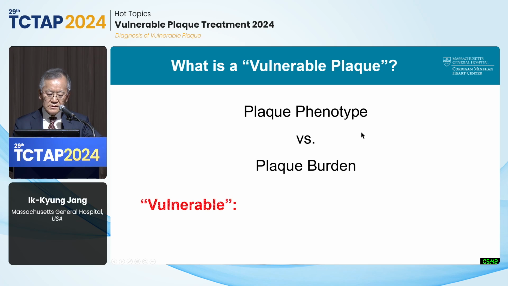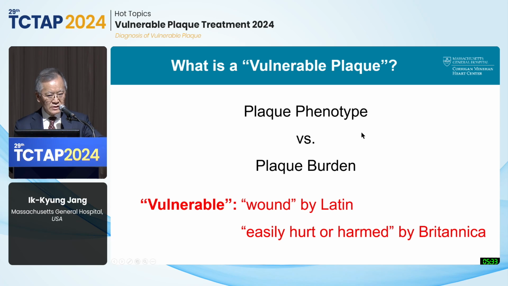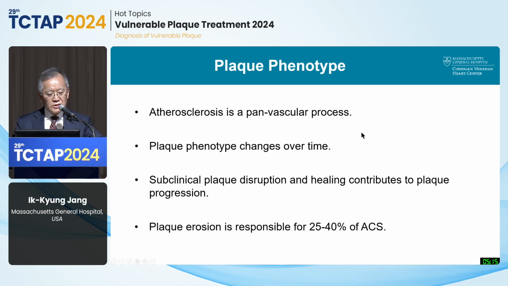So I went back and looked at different sources to find out the definition of vulnerable. Vulnerable comes from the Latin word for wound, and in Britannica, it is easily hurt or harmed, leading to irreversible damage, not just angina on exertion. It has to cause irreversible myocardial damage. So I'm going to briefly summarize these four facts, all related to plaque phenotype, and then I will cover plaque burden later on.